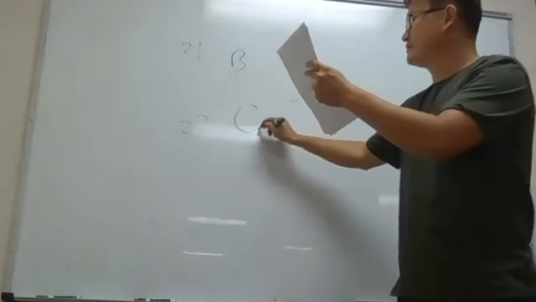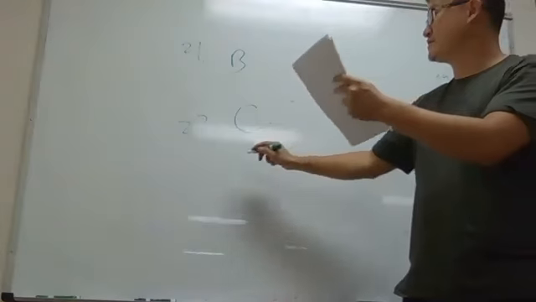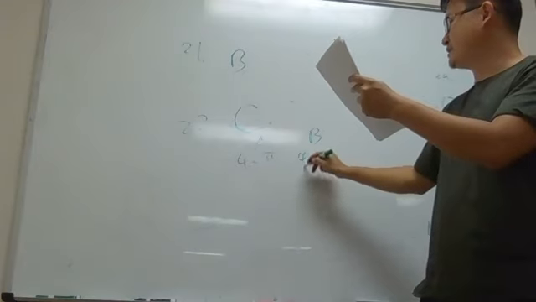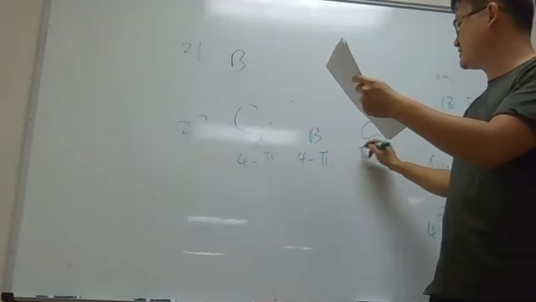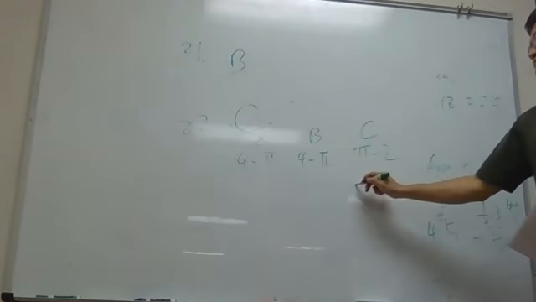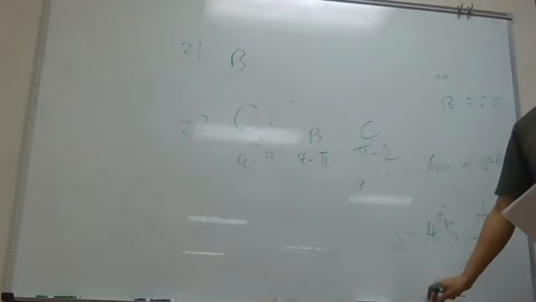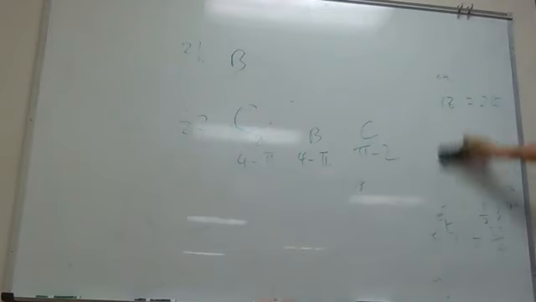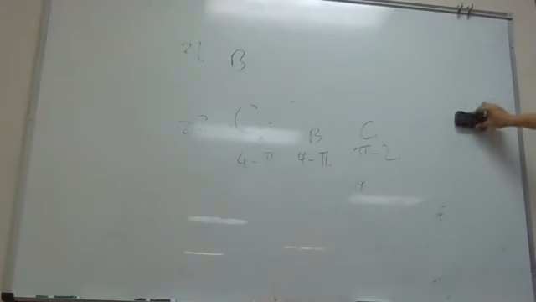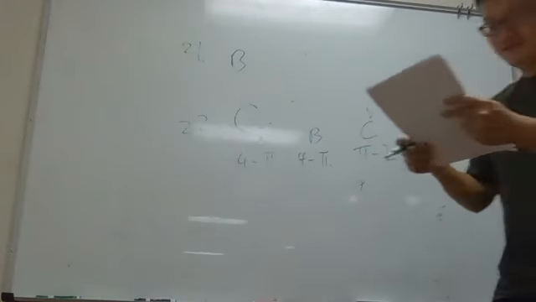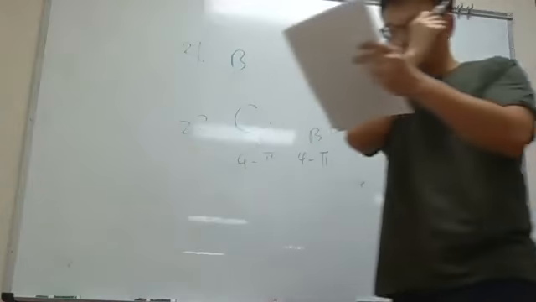So it's C, right? The area for A is 4 minus pi, and for B is also 4 minus pi, and for C is pi minus 2, right? And since pi is approximately 3.14, a little bit bigger than 3.14, you can see this is the biggest one. Okay, next problem.